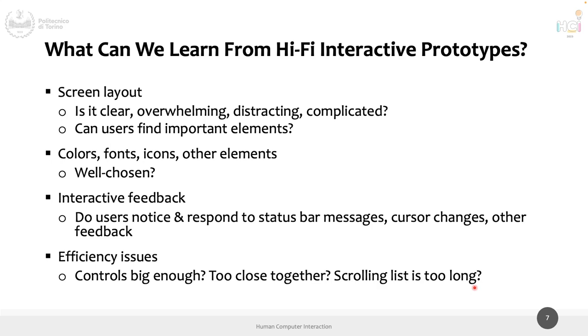You can learn about interactive feedback. So if people notice and respond to, for instance, notifications, messages, buttons that become enabled or disabled, changes of colors, etc. All things that you cannot notice in a paper prototype, because in a paper prototype there is someone that will bring you a new status bar message in front of you, so you immediately see that something changed. Here, maybe the change is too subtle and you didn't notice it at all, so you need to take care of these small details that are important but maybe not really visible.